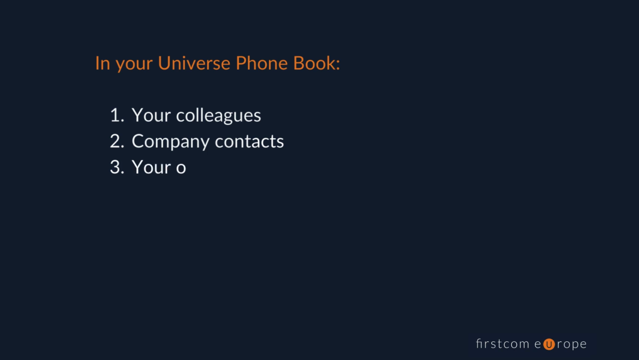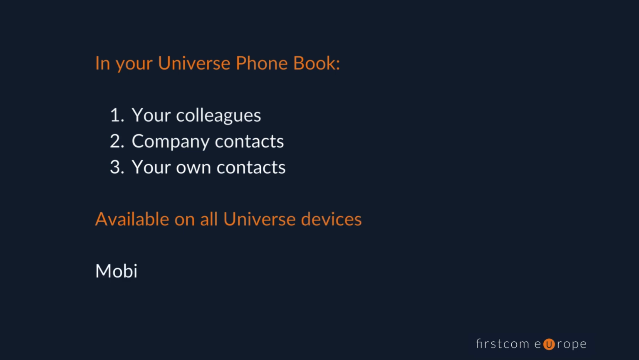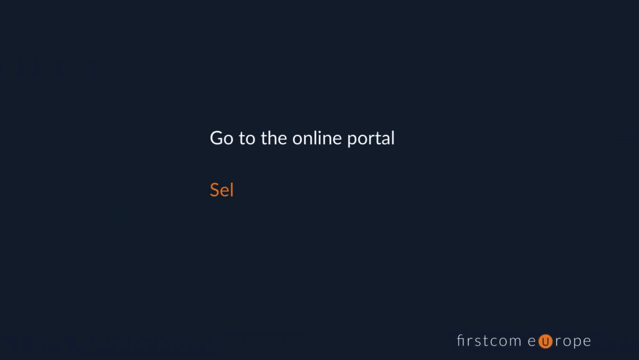In your phone book, there are your colleagues that are part of your Universe system, company contacts that have been added by your administrator, and your own contacts that you add as a user of Universe. And these contacts will be available on all devices, including mobiles, tablets, soft phones and fixed phones. This video is to show users how to manage their phone book contacts.